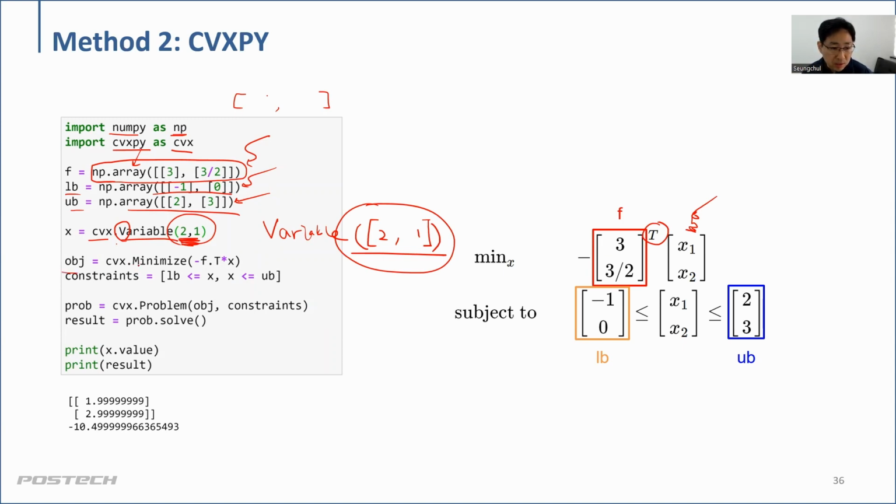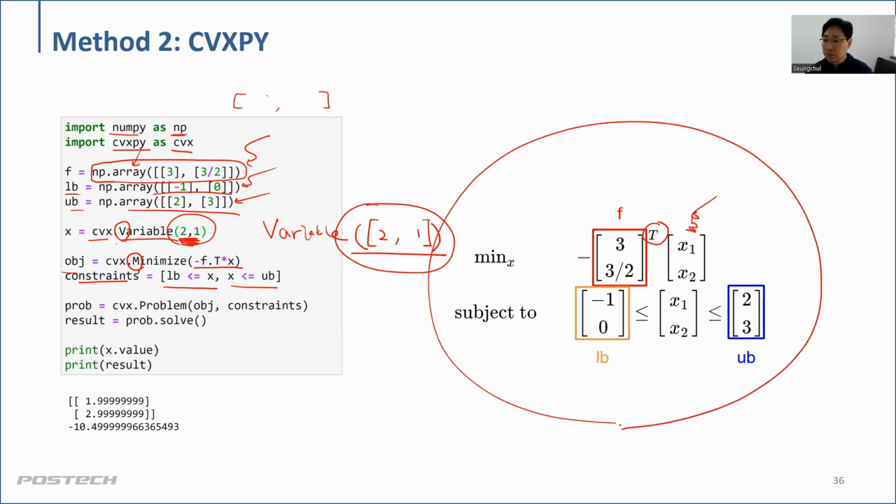And the objective function is like that. Minus, because we're going to minimize, minus F transpose times X. Again, it's capitalized. And for the constraints, we have to define X is greater than or equal to the lower bound, and X is less than or equal to the upper bound. That's the constraint. What we did is write these mathematical expressions for the optimization problem, and it's convex and happens to be linear programming.